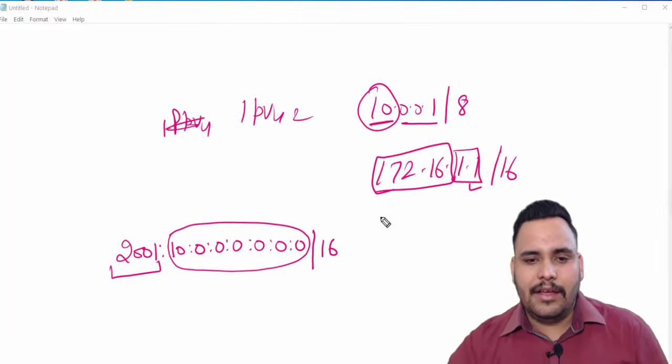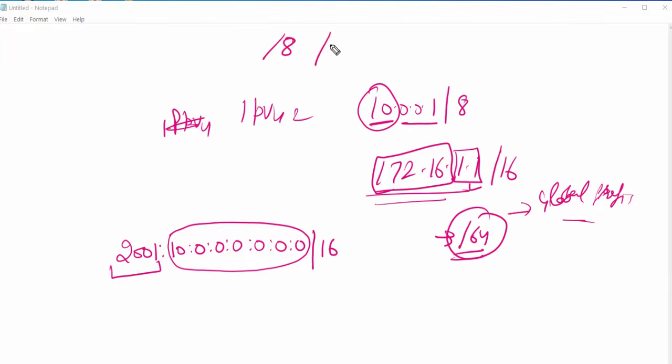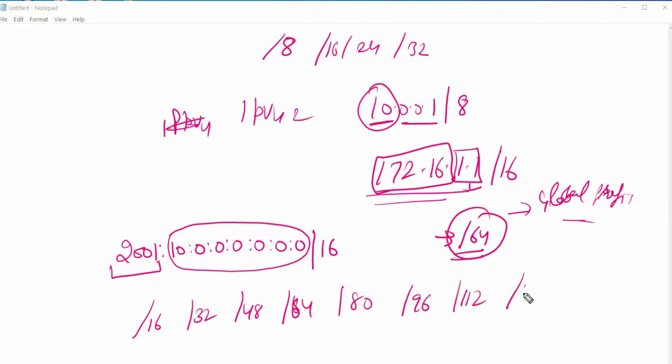I just want to let you know that we are not able to use prefixes up to /64 for this, because that is the global prefix, which I will explain in the next videos. In IPv4 we were using 8, 16, 24 and 32, but in IPv6 we use 16, 32, 48, 64, 80, 96, 112 and 128.